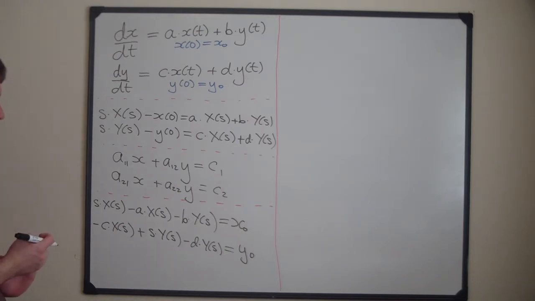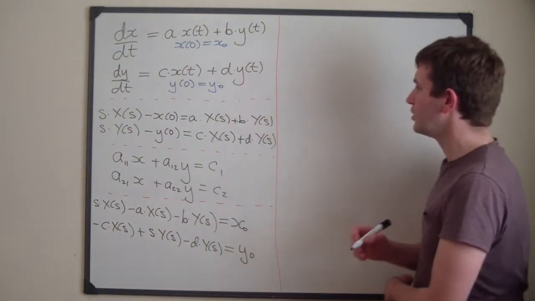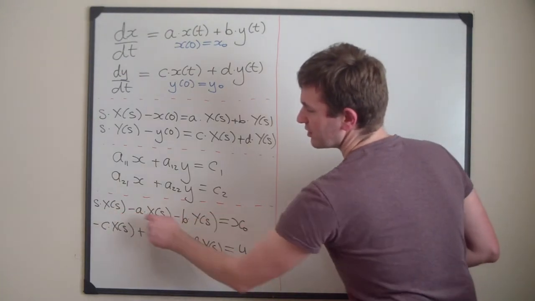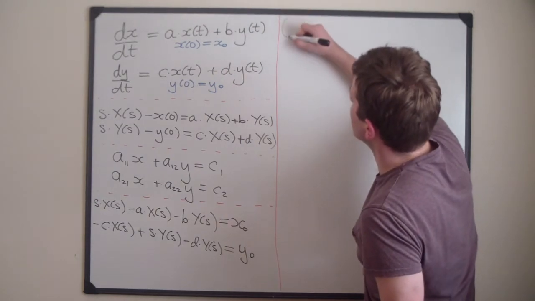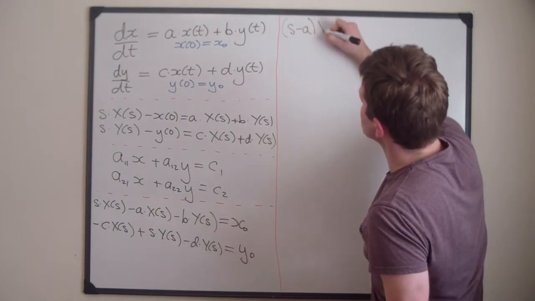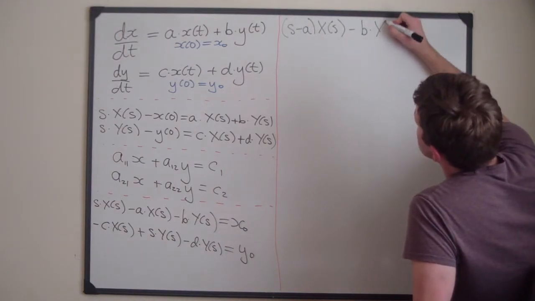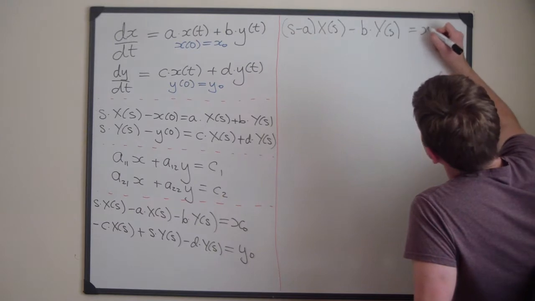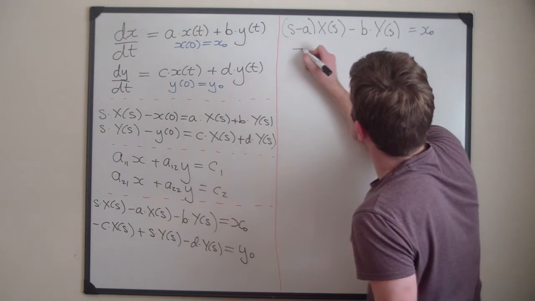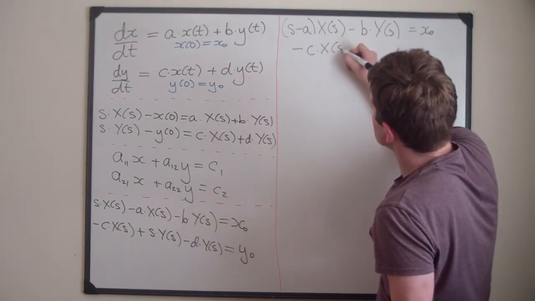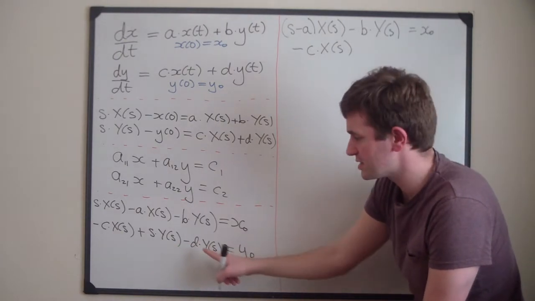So what we want to do now is get all the x's together, get all the y's together. So if I take the X of s out of these, I have X of s times s minus a. So do that the other way around. You get s minus a times big X of s minus b times Y of s equal to x0. And here you have how many x's, minus c times X of s, and then how many d, take Y of s out of these, you've got s minus d of them.